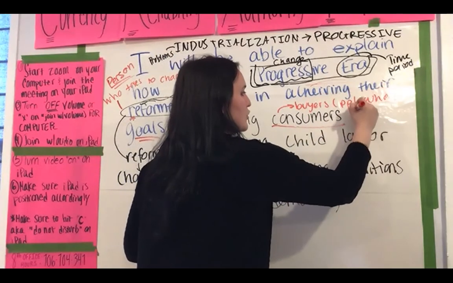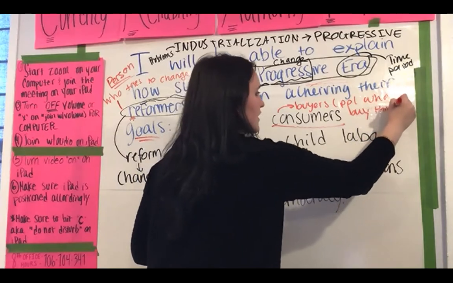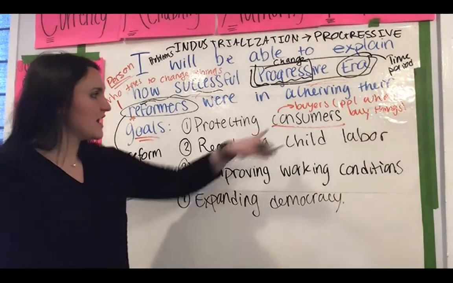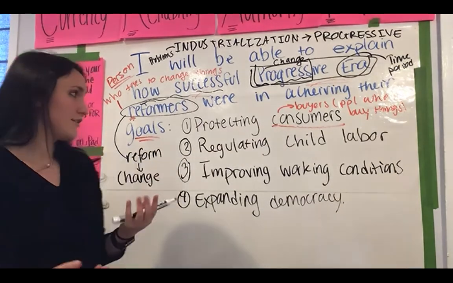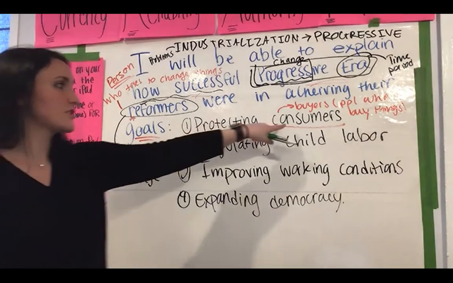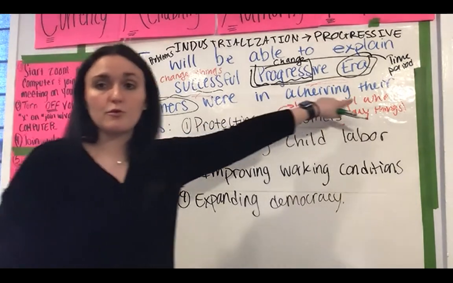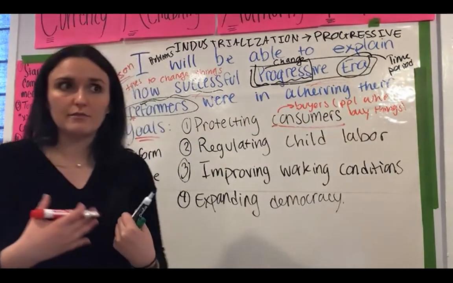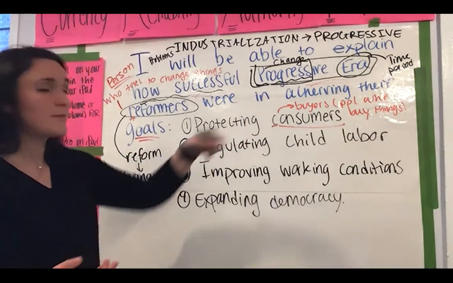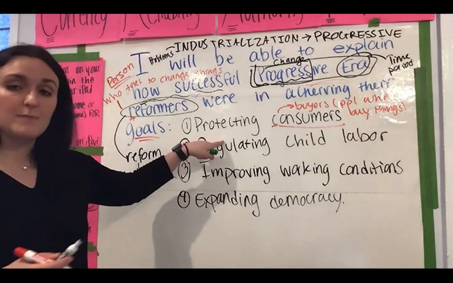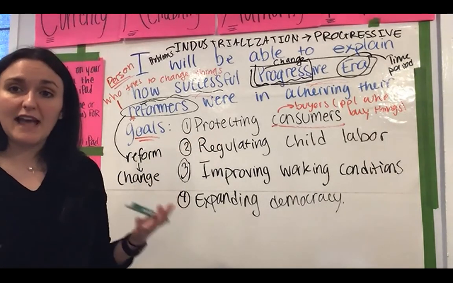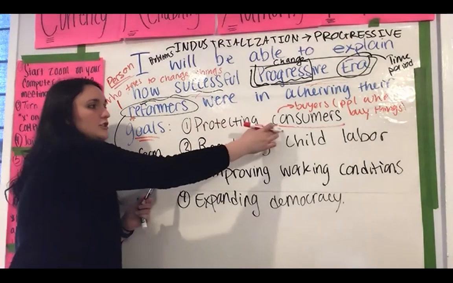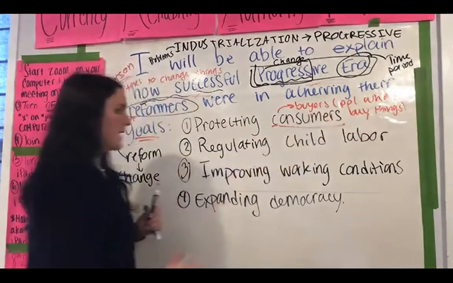People who buy things. Some of you might have listed as a negative effect of industrialization the quality of meat, the quality of food. If we were going to protect consumers, people who buy things, from buying nasty meat, some of those meat packing factories would probably have to get fixed in some way. So their first goal: protecting consumers. Consumers we know as people who buy things.